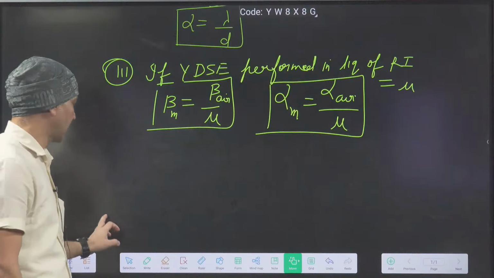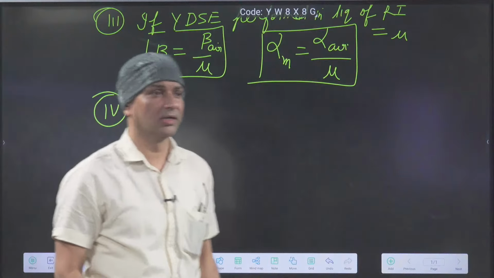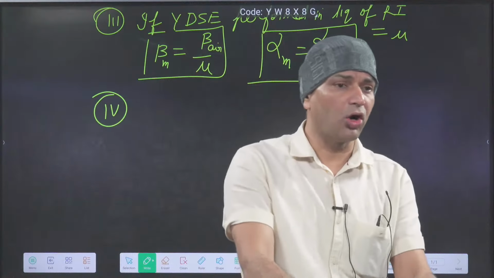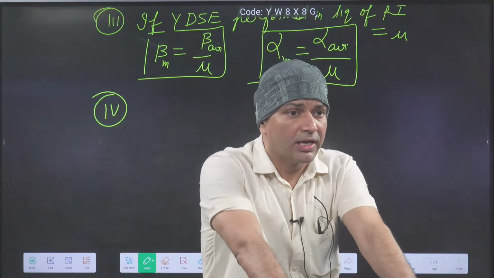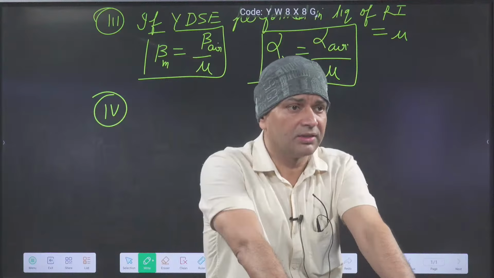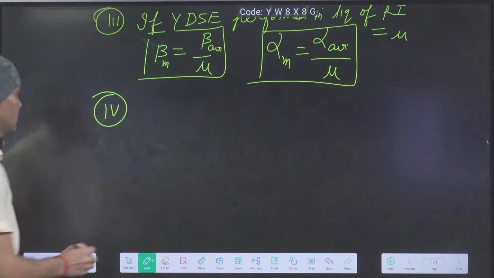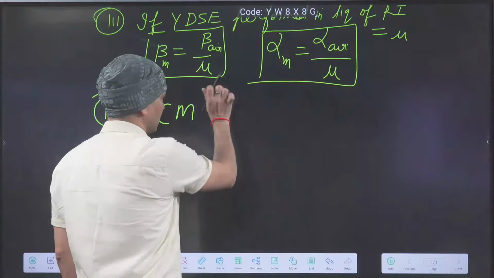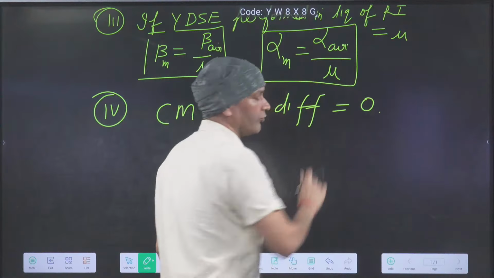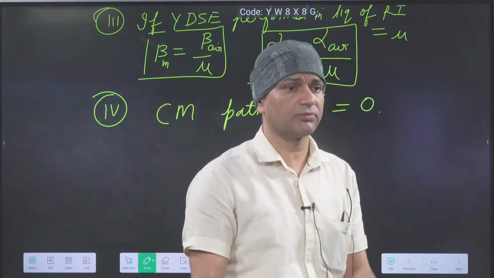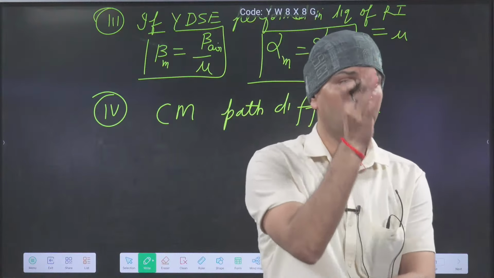Okay. Next thing, what is the definition of the central maxima? What is the meaning of the central maxima? Central maxima is not always the bisector. What is a central maxima? It is a point where the path difference is zero. Where the path difference is zero, that will be the position of the central maxima. It may or may not be the bisector of the slit.